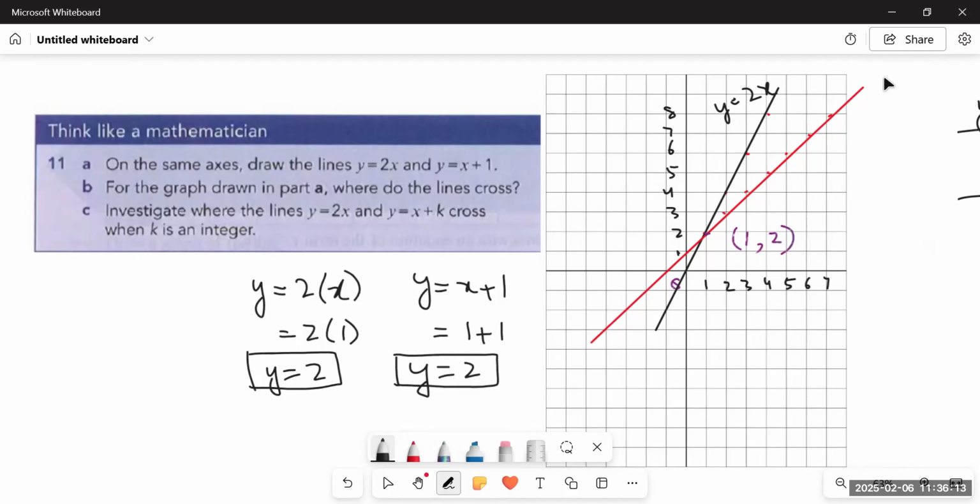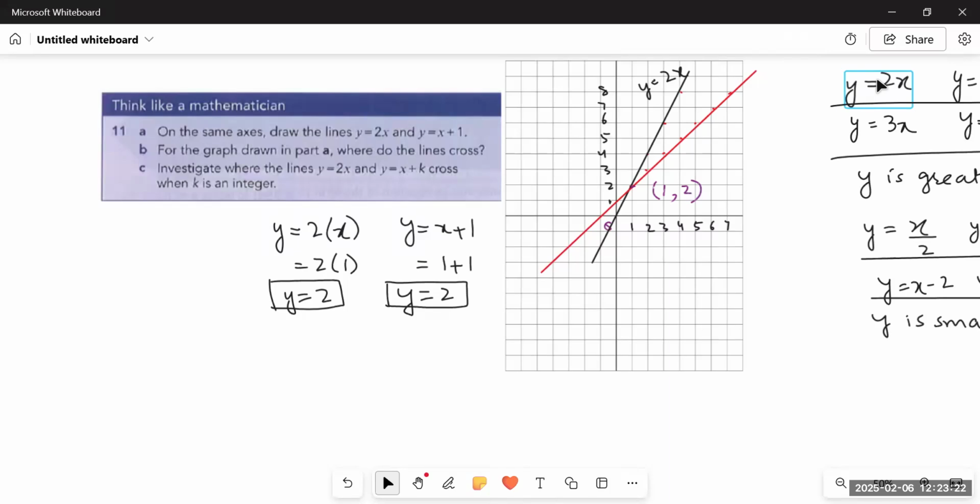Now we have to investigate where the lines y is equal to 2x and y is equal to x plus k cross, when k is an integer. It is saying that, for example, if we have some other constant apart from 1 in place of k, let's take any other integer. So where are the two lines going to be meeting? For this question, we can suppose some values for k. Let's suppose instead of 1, we can take any value in place of k.